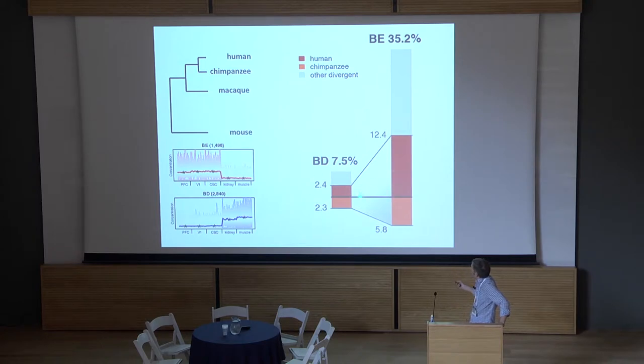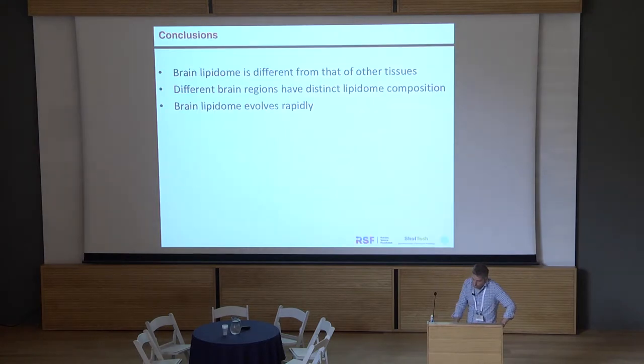And here, as a comparison, are lipids which are present in kidney and muscle, but not so much in brain. And for them, there's exactly the same proportion of change on the two lineages, as we expect, because there was the same evolutionary time. And the proportion is much smaller. So brain lipids actually change their concentrations very rapidly. And this is what we learned from this first study.